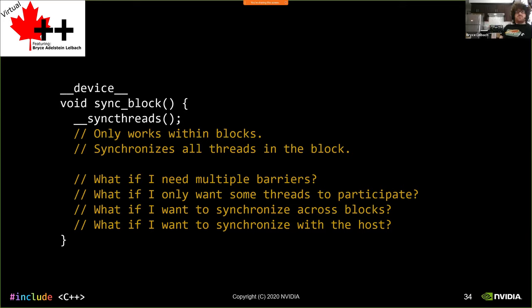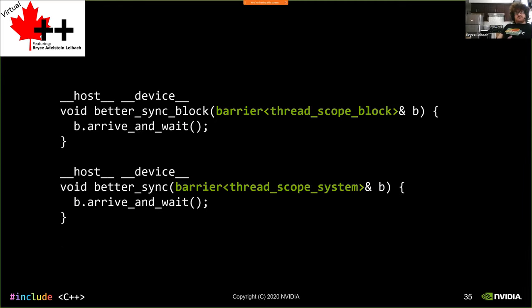Okay, so C++20 introduces std::barrier, and we have it in libcu++. We also have our extended version that takes thread scopes. And a barrier object is just sort of a modern version of that other API here.